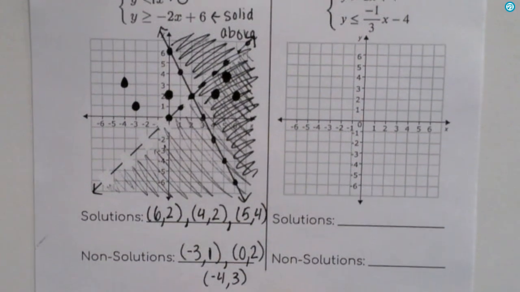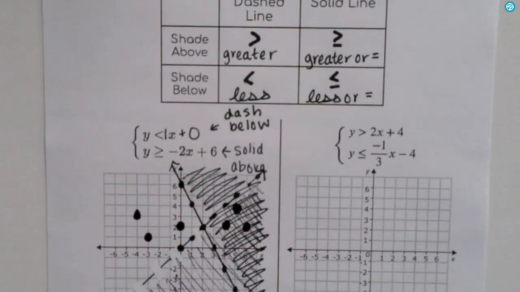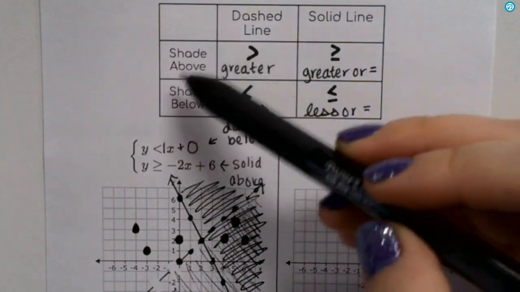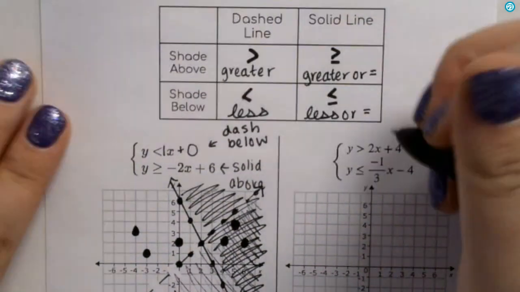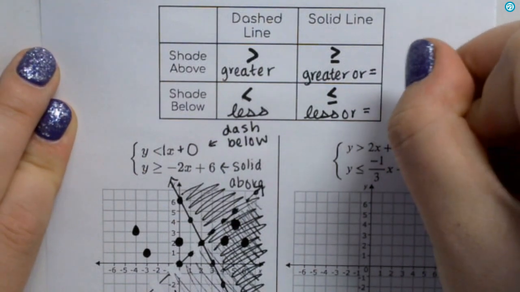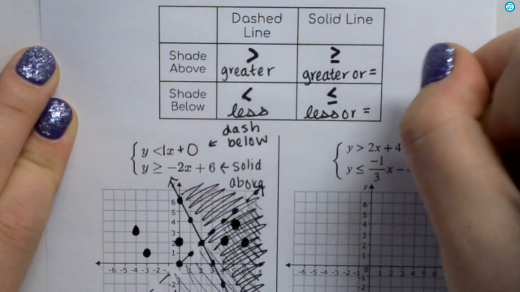So the next one that we are doing is y is greater than 2x plus 4. I'm moving up here so we can use this table again. We're going to do a dashed line and shade above it for that. Dash, above.